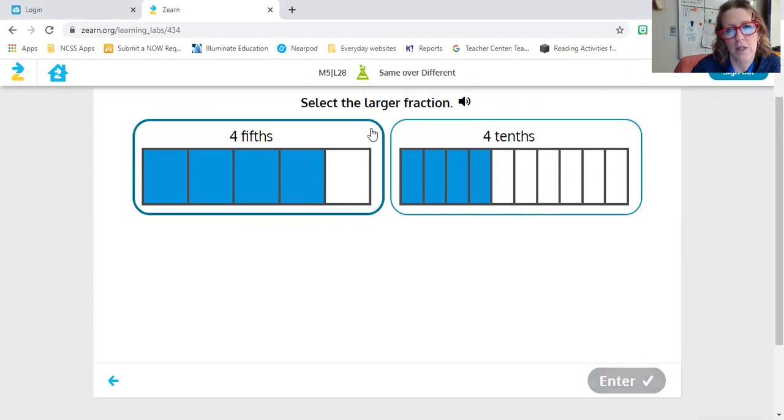So when we get to the next one, which one's larger, 4/5 or 4/10? Let's look right here. We divided this into 10 pieces, so the pieces are going to be smaller. So 4/5 is bigger.